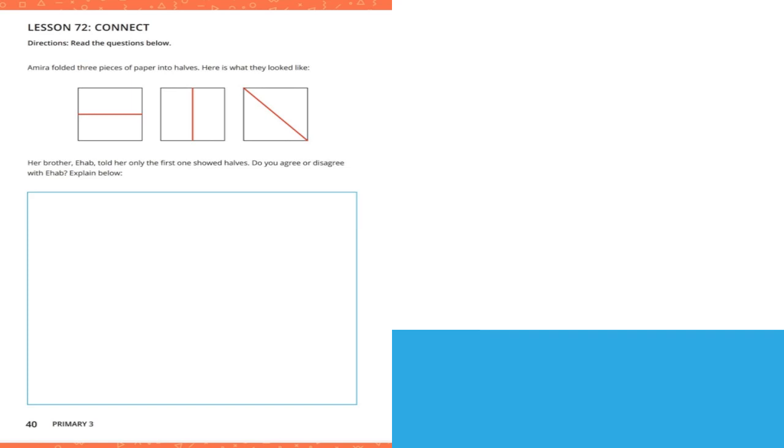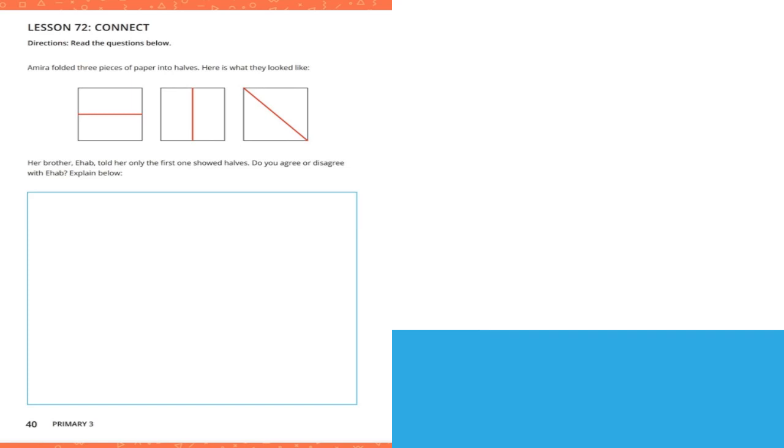Question 22. The connect part. Amira folded 3 pieces of paper into halves. I have here 3 papers. Okay, she folded them, each one into 2 halves. Here is what they looked like. Her brother Ihab told her only the first piece of paper showed halves, but the others are not halves. Do you agree with him or disagree?